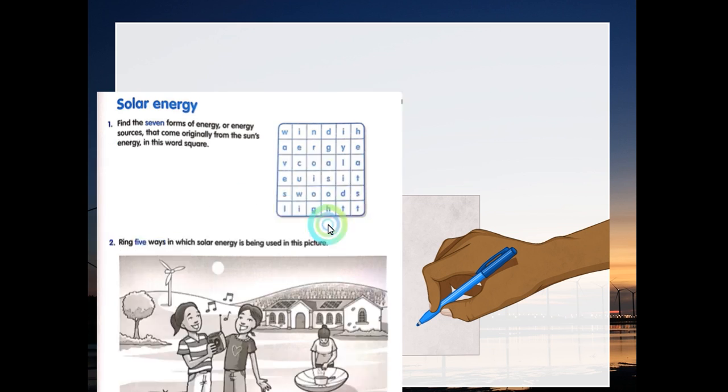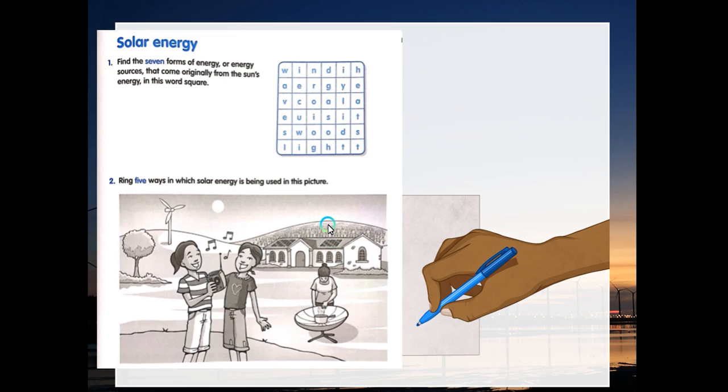So here is the workbook. Right, you have number 1, number 2, and number 3. So number 1, you're going to find 7 forms of energy here in this word search. Here is wind, here is gas, here is heat. You can see so many of them. Light, wood. So look for them.